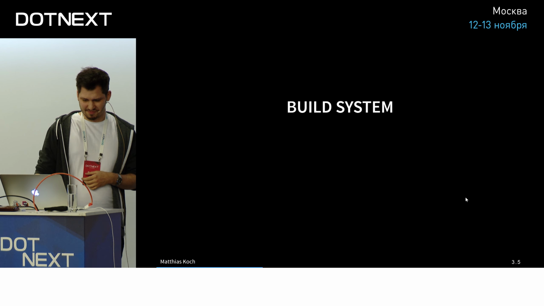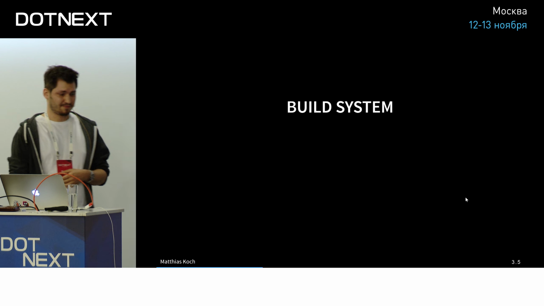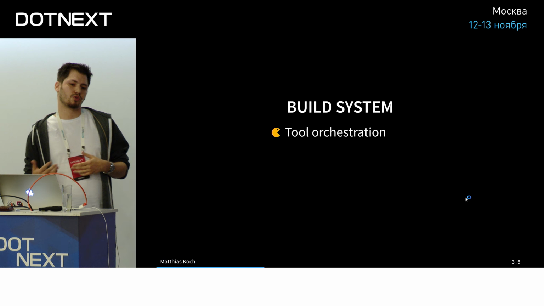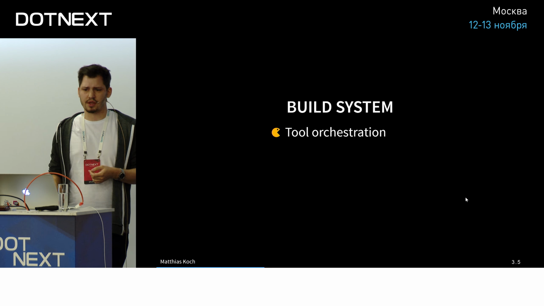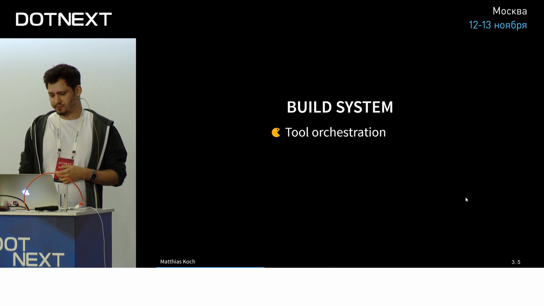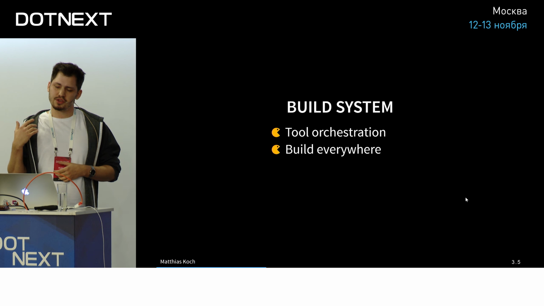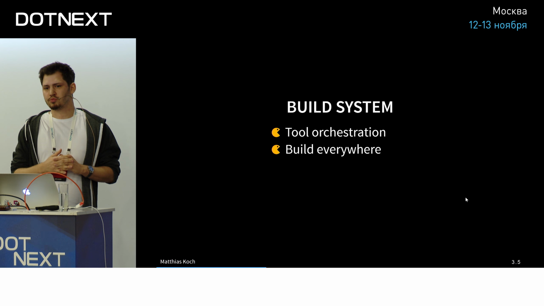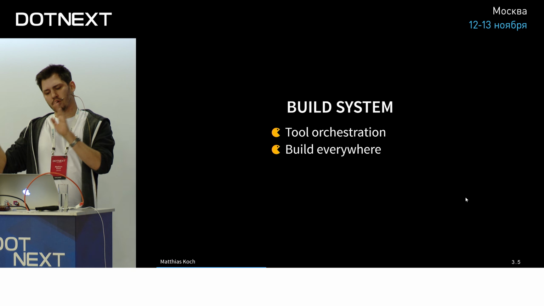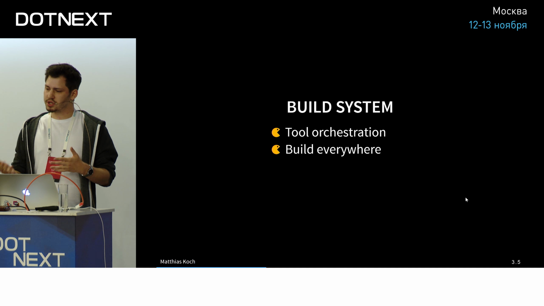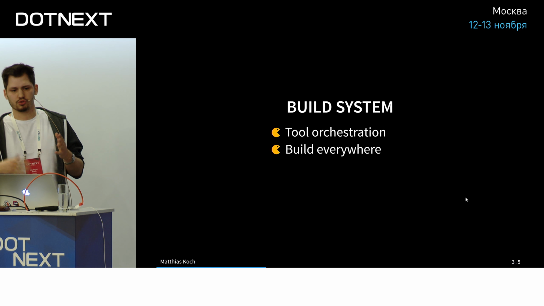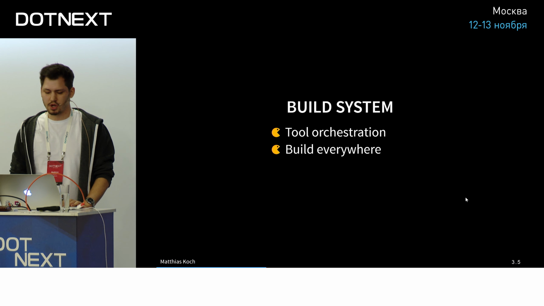To solve that, developers invented build systems. And in a build system, the main idea is to do tool orchestration. That's, of course, also something that a build server does, but it is more local. So with the primary goal of being able to build just everywhere. So on your local machine, on your colleague's machine, on the build server, just everywhere. Usually those have just one single bootstrapping script that you just invoke for every platform, and then you're good to go.